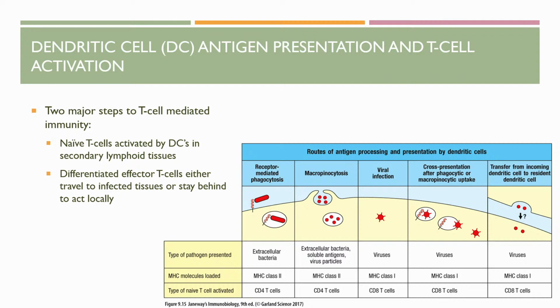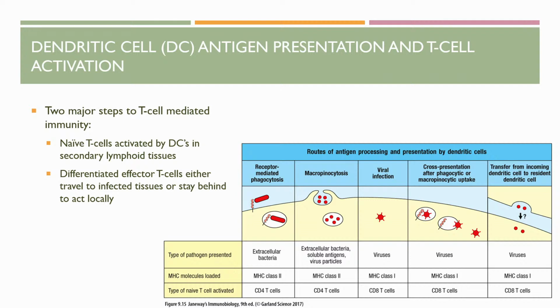I'm going to put this all together and give you an example of dendritic cell antigen presentation and T cell activation. There are two major steps to T cell mediated immunity. Naive T cells have to be activated by dendritic cells in the secondary lymphoid tissues. Then the differentiated T cells can travel to the infected tissue, or they stay behind and act locally, but they're naive T cells until the antigen-presenting cell activates them.